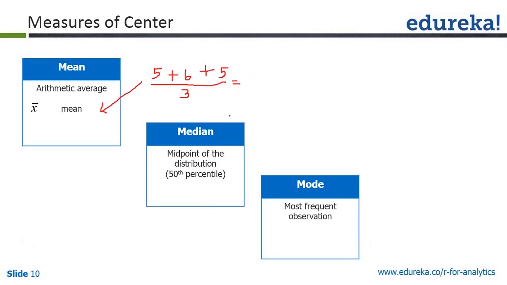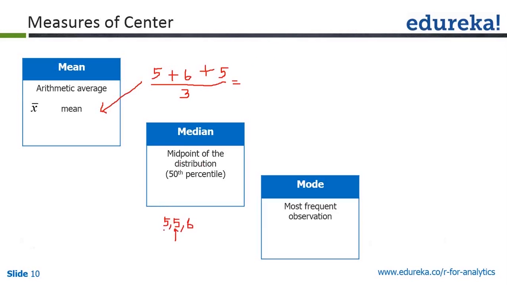Coming to median, it refers to the midpoint of the distribution. If one has to calculate the median, the way to do this is you should sort the numbers in ascending order, right? So here the numbers can be sorted like this: 5, 5, 5, 6. Here you will realize that the midpoint of the distribution is this.